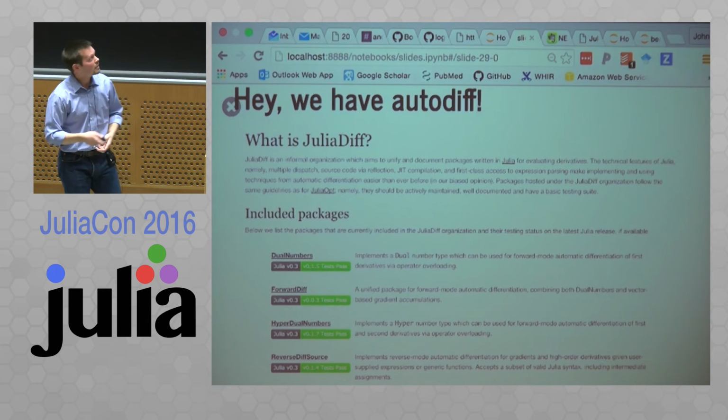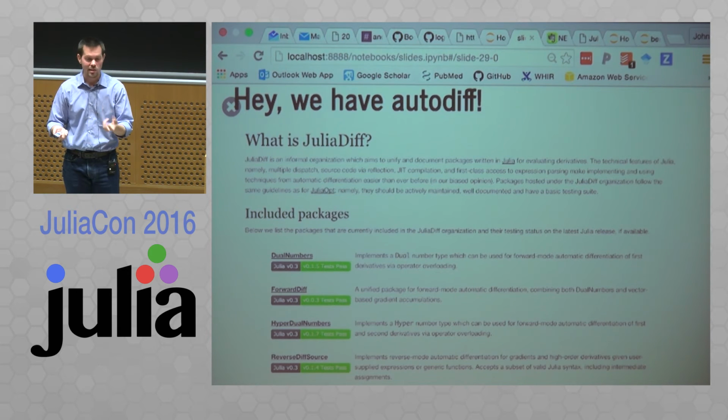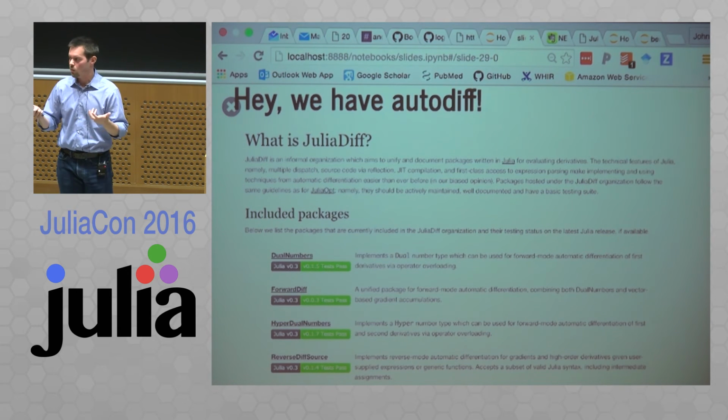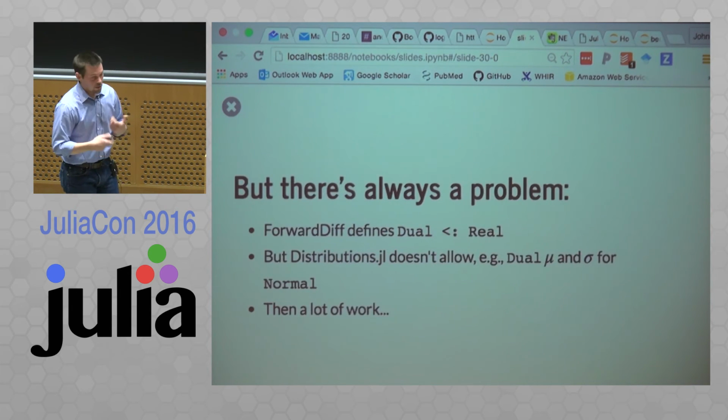I don't have to do any of it because we have an autodiff library, we have a distributions library that has fast immutable types for all of these things, and we just want to put them together. So in some sense, all I've written is a nice package to build objective functions. But there's always a problem.